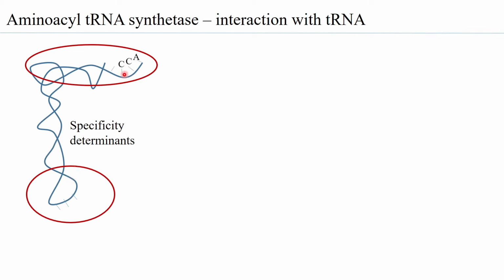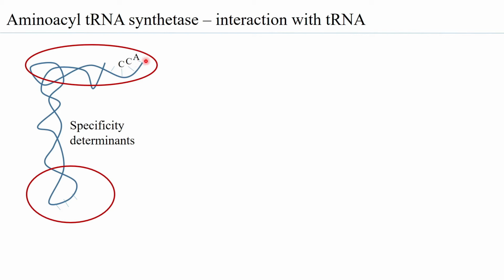So, at the acceptor arm, we know that every tRNA at its 3' end has CCA, and the CCA is a conserved sequence in all tRNA. That means that all tRNA synthetases within their active site have a microenvironment that can interact with CCA. That is definitely the case.